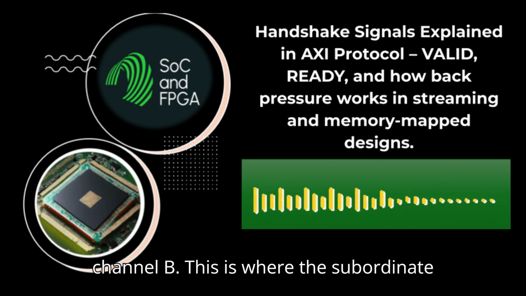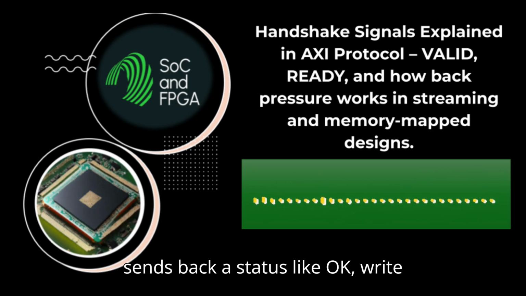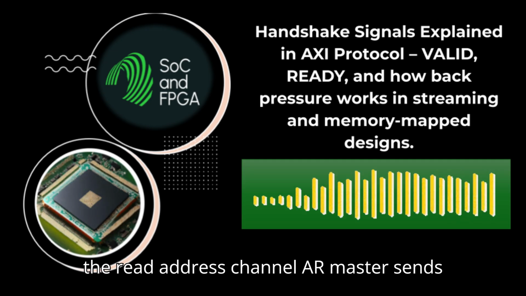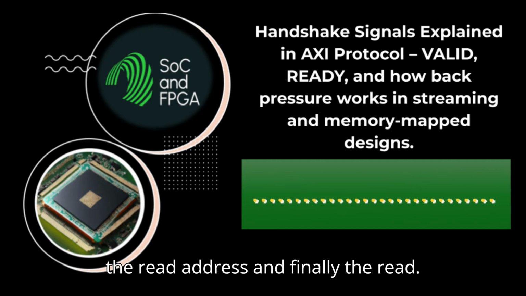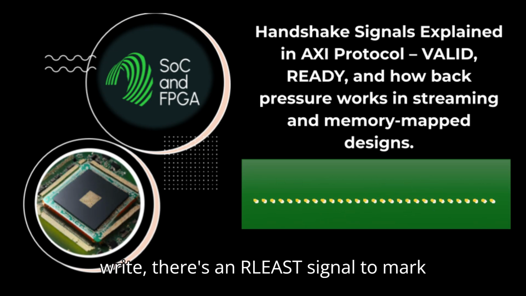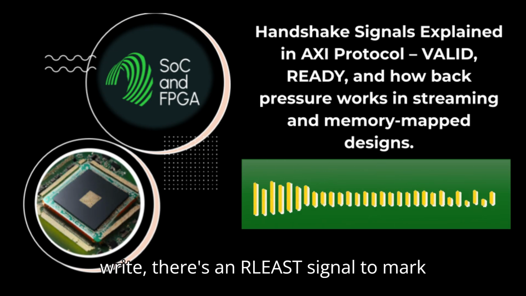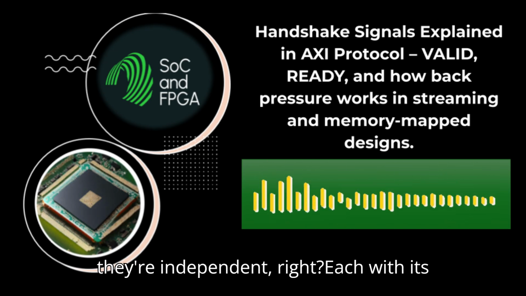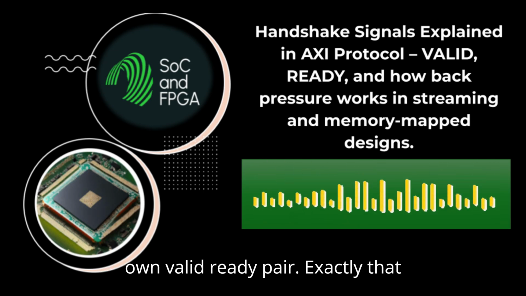Then the write response channel, B. This is where the subordinate sends back a status like, okay, write complete. Then you have the read side, the read address channel, AR, where the master sends the read address, and finally the read data channel, R, where the subordinate sends the requested data back. And similar to write, there's an RLAST signal to mark the end of a read burst. 5 separate channels. And the crucial part is that they're independent, right? Each with its own valid ready pair.